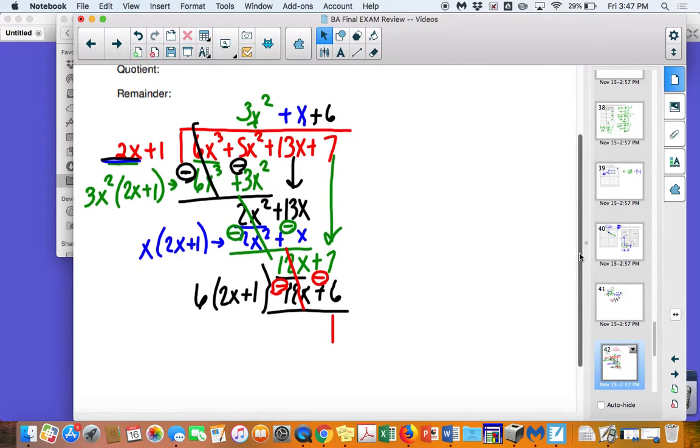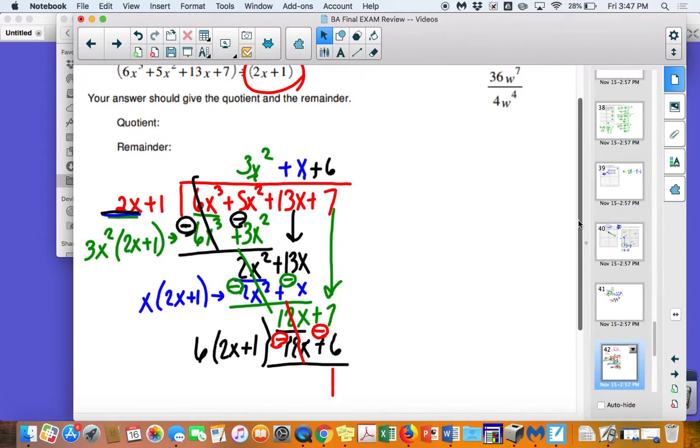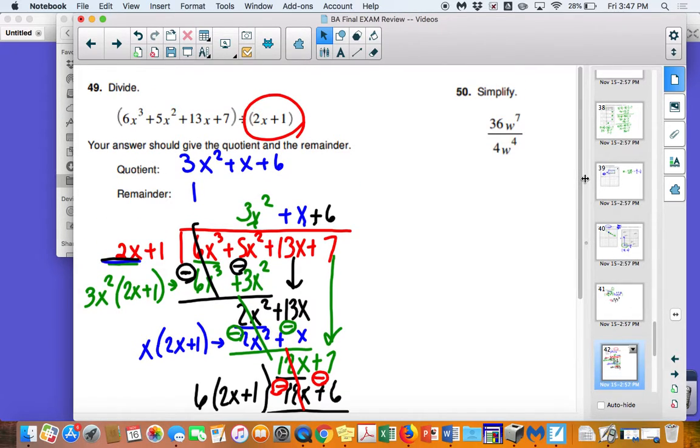We might have to remember that if I can't see it when I scroll all the way back up. So when it says quotient, quotient is what's up top. 3x squared plus x plus 6. My remainder is 1. I do believe that's how they want you to do it. There are other ways of writing it. That's the reason I say it that way.